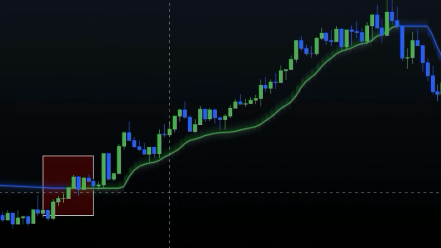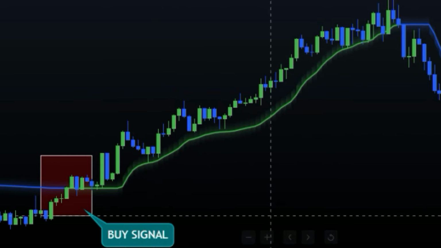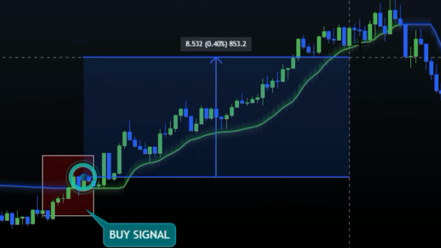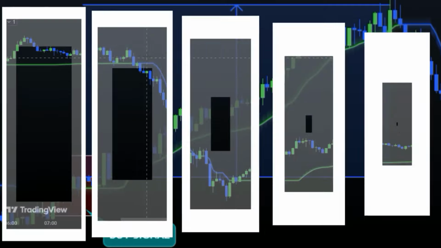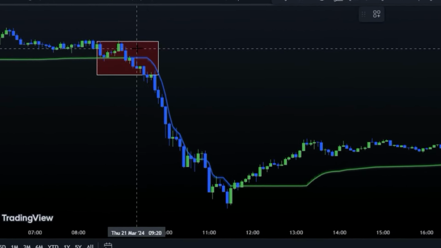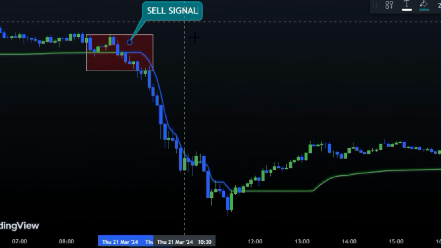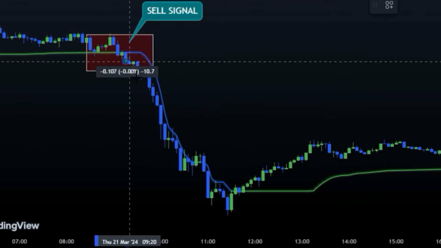Using the Moving Average Trend Sniper is simple. When it turns green, that's your cue to buy. But when it switches to blue, consider it a sell signal. It's as easy as that. No need to overcomplicate things. Just follow the color changes.